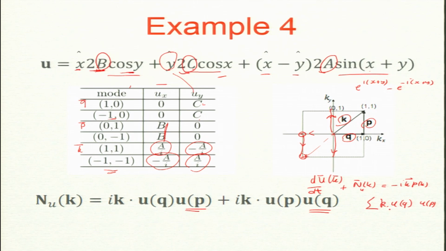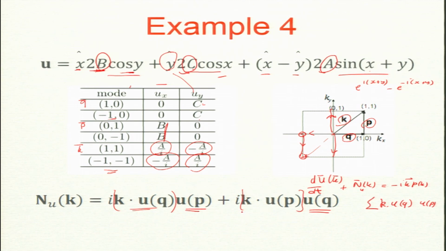First k dot u of q, then u of p. Then take k dot u of p, then multiply by u of q. So, this is a vector, and this is a scalar quantity, and there is a u of p. Okay. So, this is what convolution means.